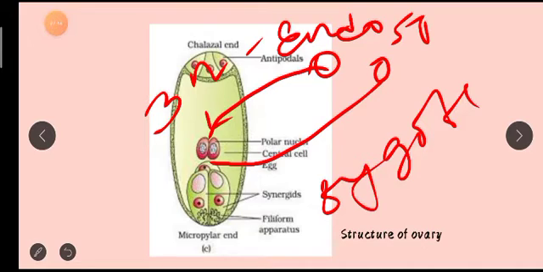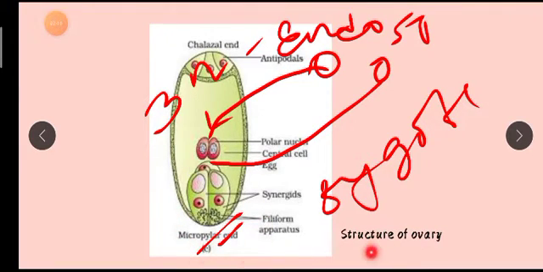So where is the embryo being formed from? The embryo is always formed from the micropylar end. Micropylar means this end, this lower end. The formation of the embryo always happens in the micropylar end. This is a very important thing, students, you need to note down. The embryo is always formed in the micropylar end of the ovary.